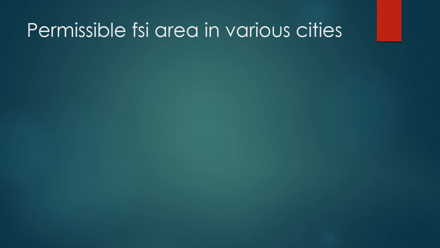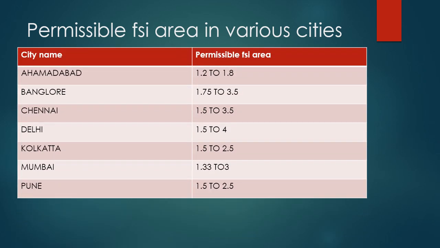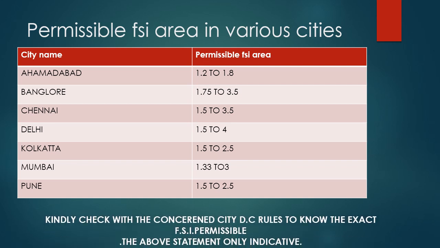Permissible FSI in various cities. In Ahmedabad, it is 1.2 to 1.8, Bangalore 1.75 to 3.5, Chennai 1.5 to 3.5, Delhi 1.5 to 4, Kolkata 1.5 to 2.5, Mumbai 1.33 to 3, Pune 1.5 to 2.5. Kindly check with the concerned city DC rules to know the exact FSI permissible. The above statement is only an indication.